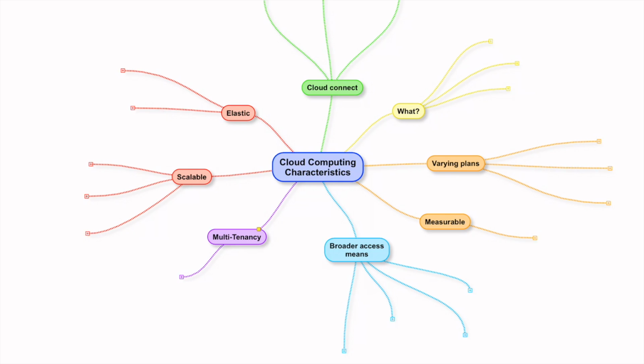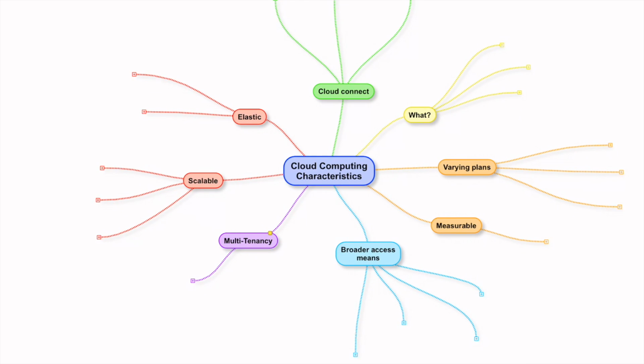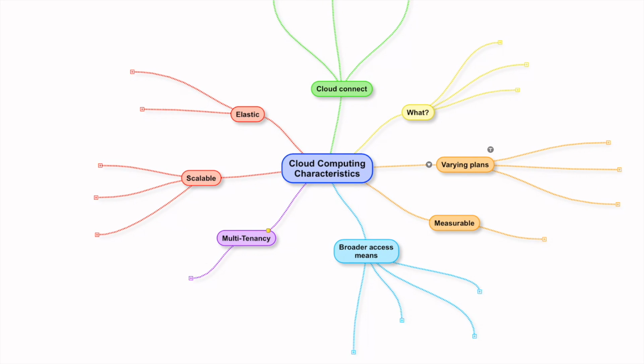I'm going to explain through this mind map where the cloud computing stands and what are its different characteristics. As you can see, I have divided the map into different entities, different set of points. We'll first start with the what factor, then we'll cover the varying plans which are available for cloud systems, cloud services. We'll look at the measuring factor, we'll look at the broader access means, multi-tenancy, scalability, elasticness, and the cloud connect options. So let's look at what.